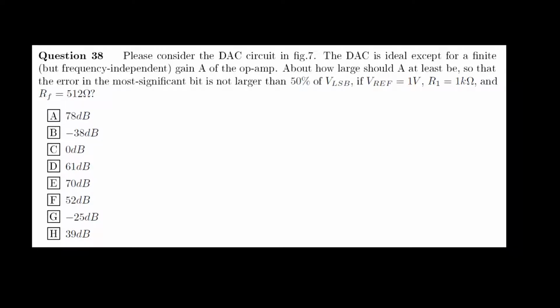This video will discuss the solution to question 38. Please consider the DAC circuit in figure 7. The DAC is ideal except for a finite but frequency independent gain A of the op-amp.